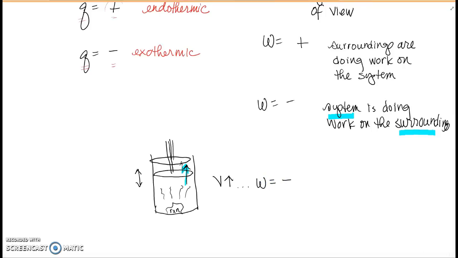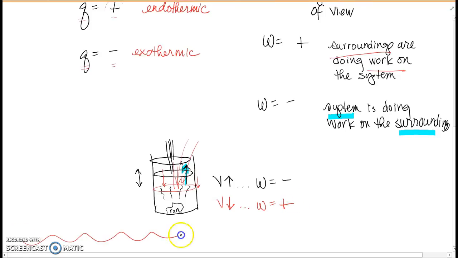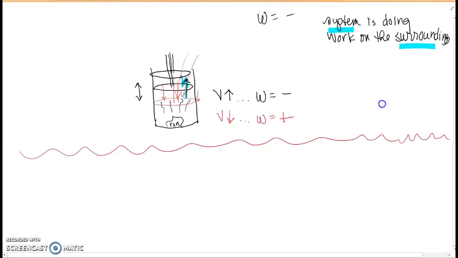If, on the flip side, that piston had moved down, maybe because the reaction used up a gas, and it actually dropped, then the volume would have dropped. Well, what would have dropped the piston? Air pressure would have pushed it down. And that would have been a case where the surroundings were doing work on the system. And so work would be positive. So just a different situation. We're using work, and that's something you use in physics all the time, but we're not talking about pushing a desk or a car or something like that. We need to talk about chemistry work.